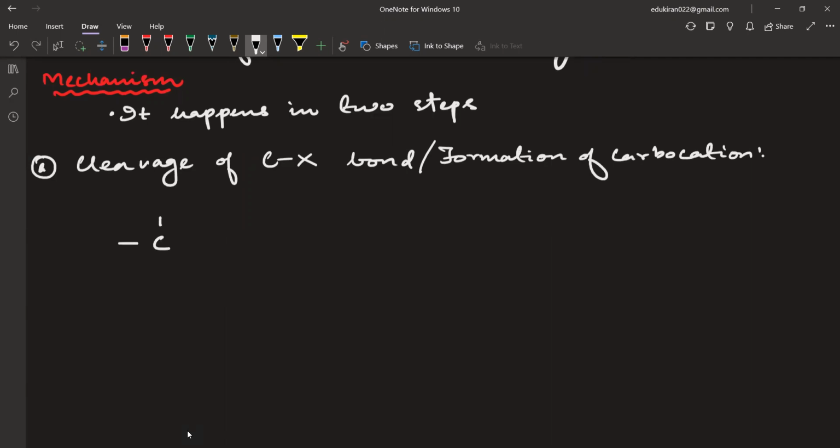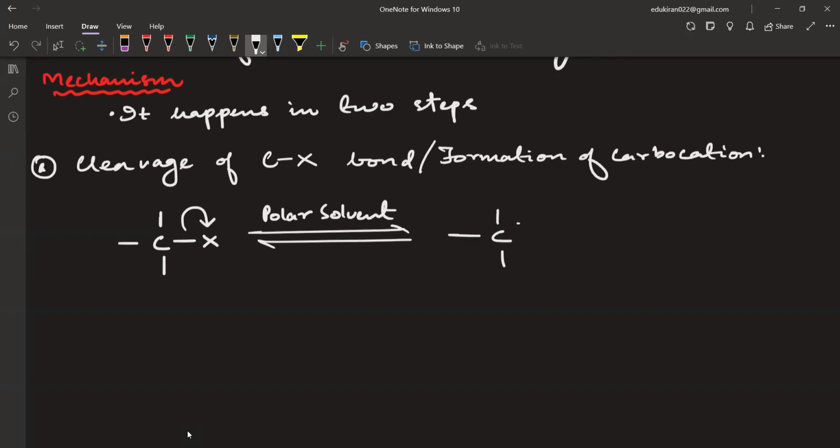So you have a carbon atom which is attached with some 3 groups, and one of the atoms is a halogen atom. And in the presence of polar solvent, the solvent is bipolar. We will also talk about this. In the presence of polar solvent, this bond is broken and you get a carbocation plus X negative.